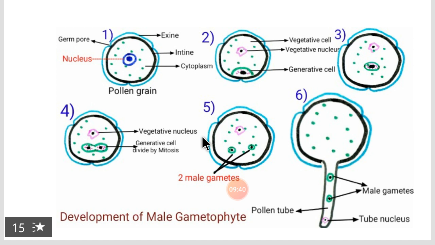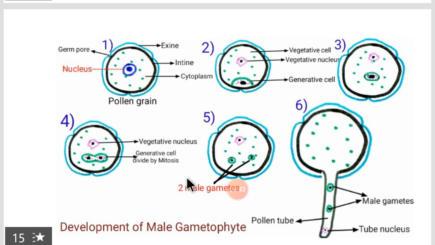So likewise, in the development of the male gametophyte, this is the first stage, the pollen grain. As you know, there is one nucleus, the exine is the outermost layer, the intine the inner layer, this is the cytoplasm, and this is the germ pore. At the first division, it forms the two cell stage, that is the vegetative cell and the generative cell.